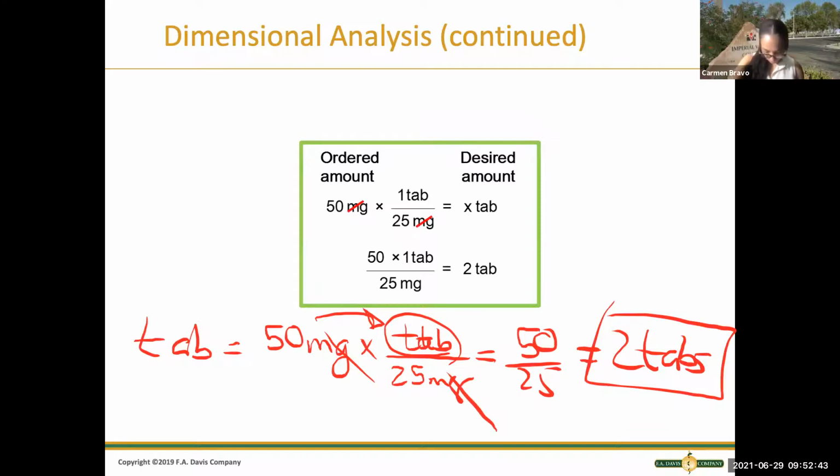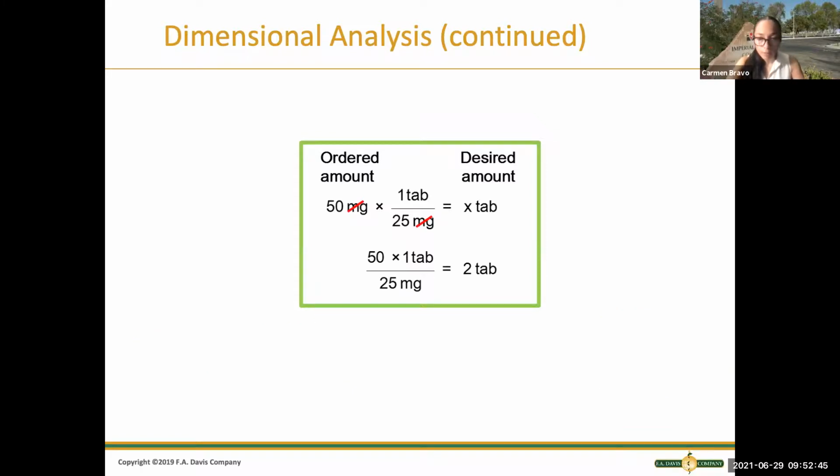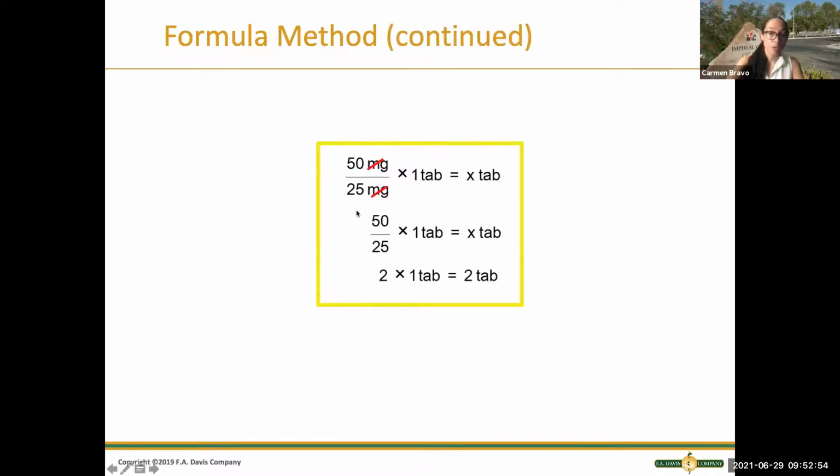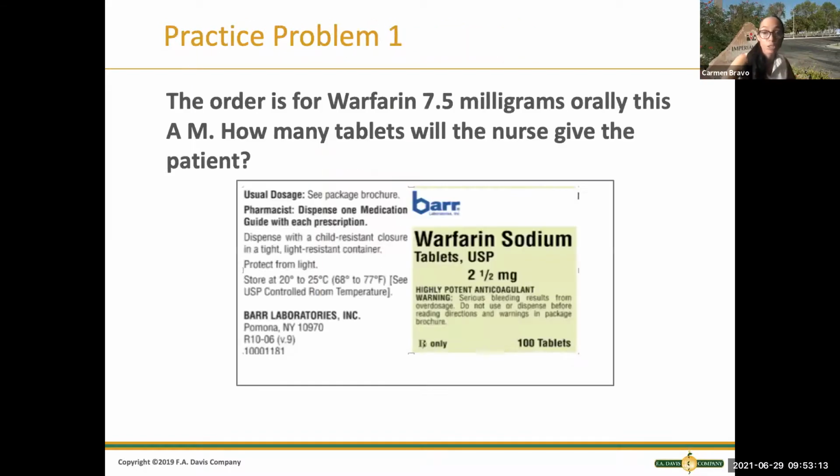Okay. And there is another method that we use, which is the formula method. This is the order, the supply. When we set it up, milligrams and milligrams, and then the tablet, which is what I'm looking for. And all you do is divide and then multiply, which is going to equal 2. I just wanted to briefly tell you about them, but we are sticking to dimensional analysis only.